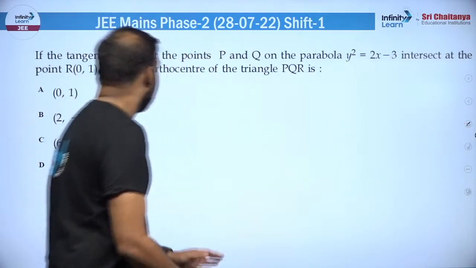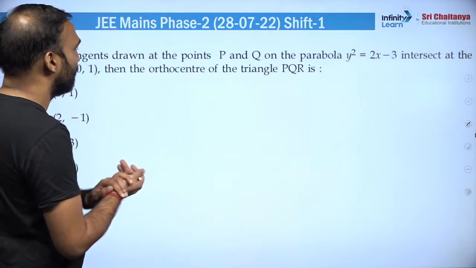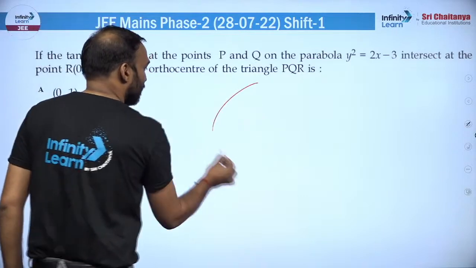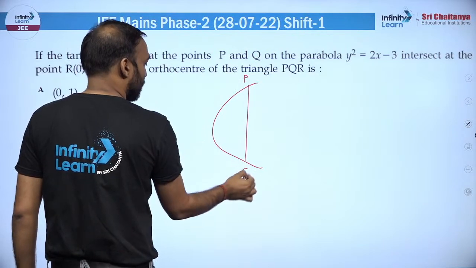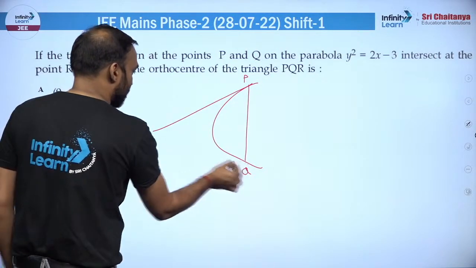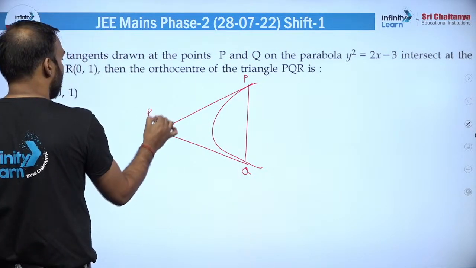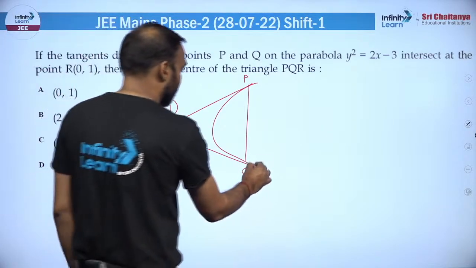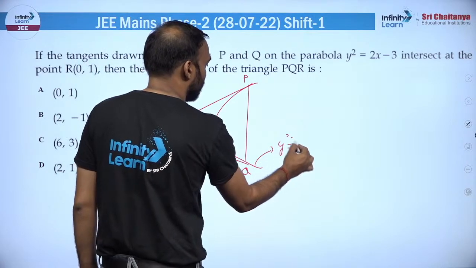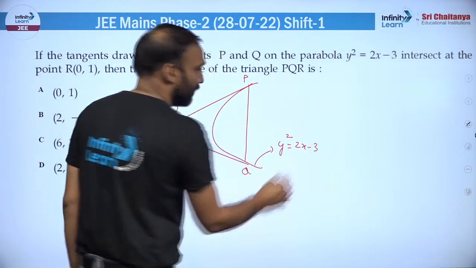The next question came from the coordinate geometry, tangents at the point P and Q on the parabola, right? So this parabola is the shifted parabola. So this is P and Q. So I have drawn two tangents at P and Q. They intersect at a point R. The coordinates of R are given as (0, 1). The equation of the parabola is given as y square is equal to 2x minus 3, right?